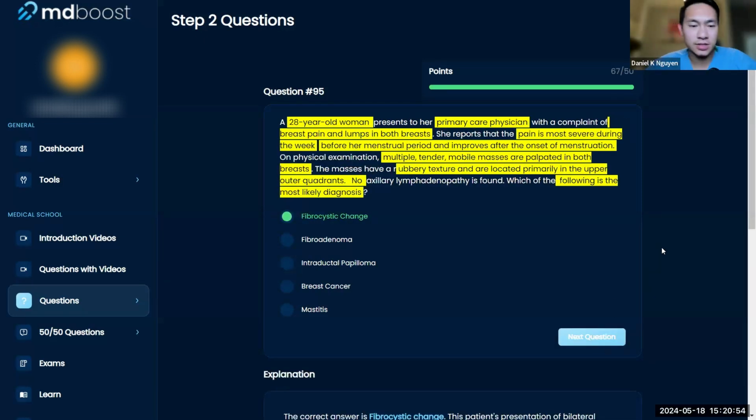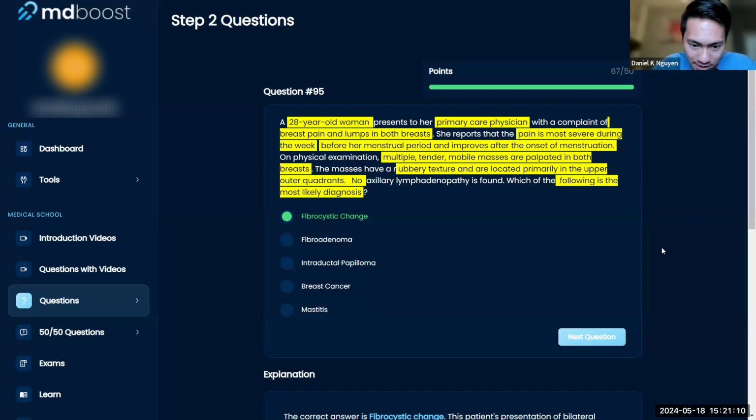Yeah. Okay. Let's work through this. This is a classic question that you'll see on Step 2. They always try to get you to pick between fibroadenoma and fibrocystic changes. Differences are okay. Let's talk about similarities first.